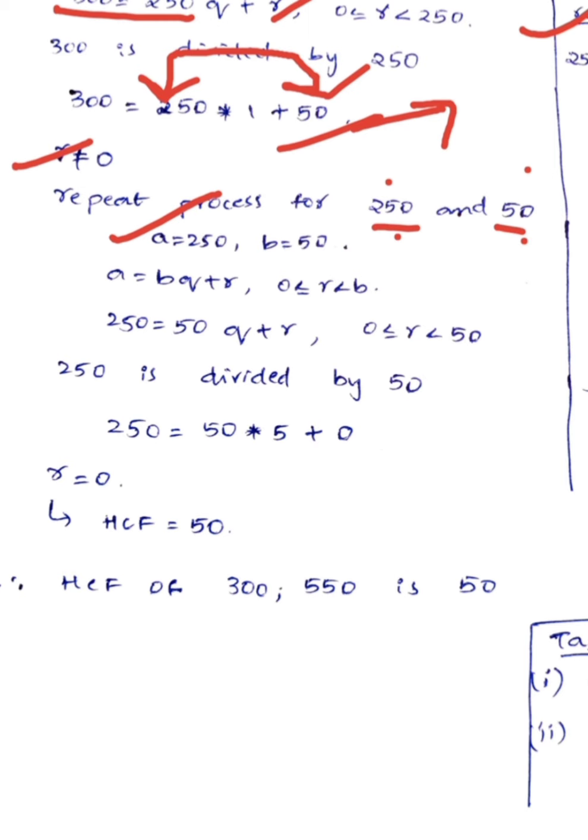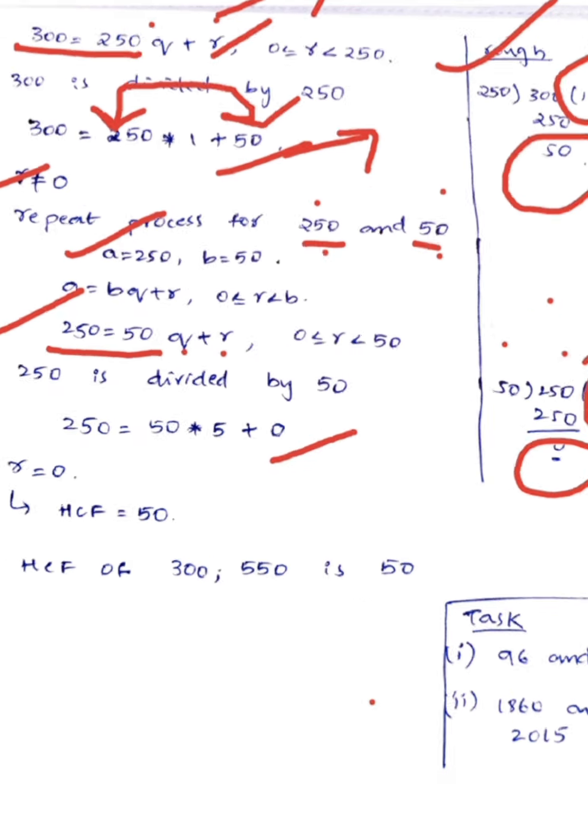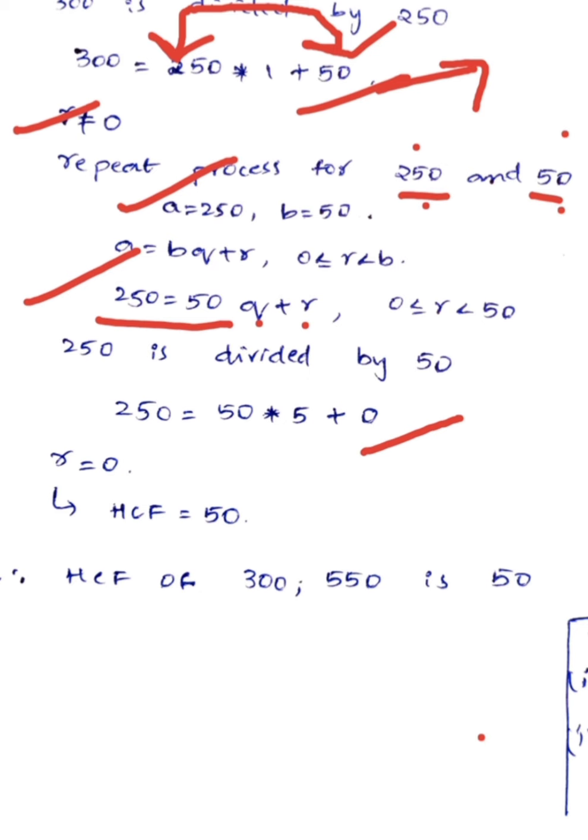And you need to apply the division lemma in the first step. After applying the division lemma, the equation is like this. To get the values of q and r, you need to divide 250 by 50. I got 5 as quotient and 0 as remainder. So the q value is 5 and the r value is 0. So replace the same values here. Now after replacing, I got the equation as 250 equal to 50 into 5 plus 0. Now in the second step, you need to check for the value of r. Here the value of r is 0.